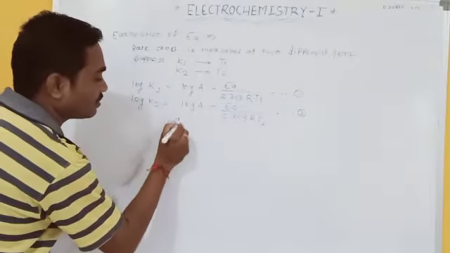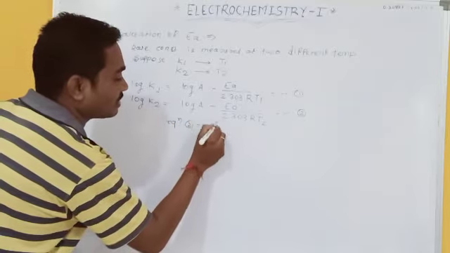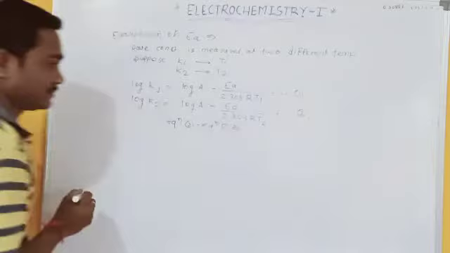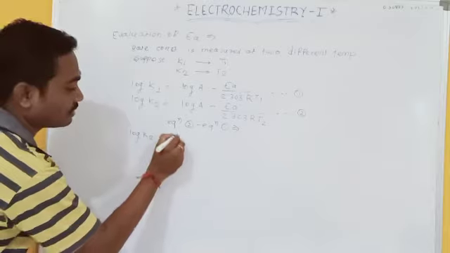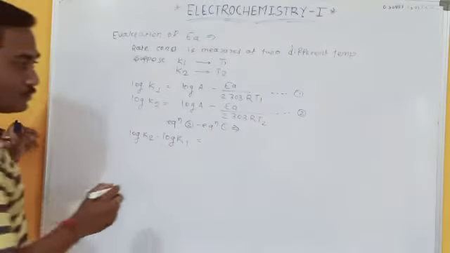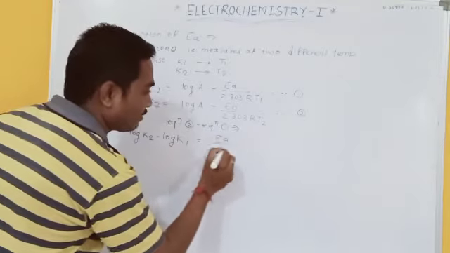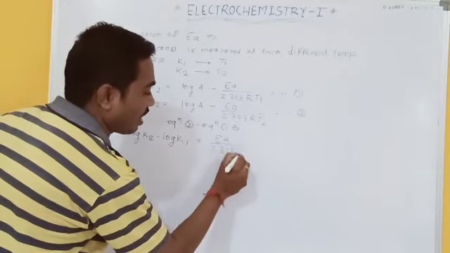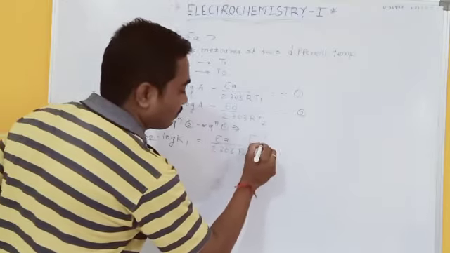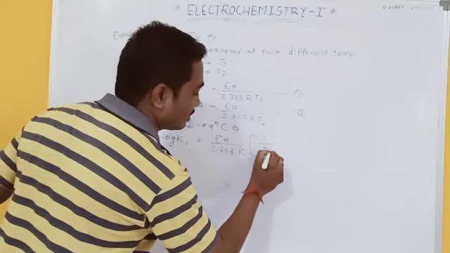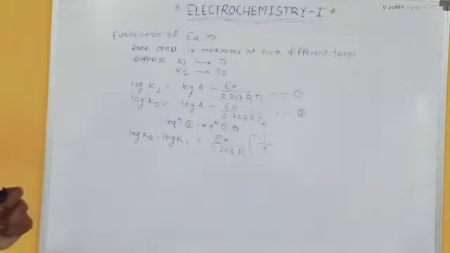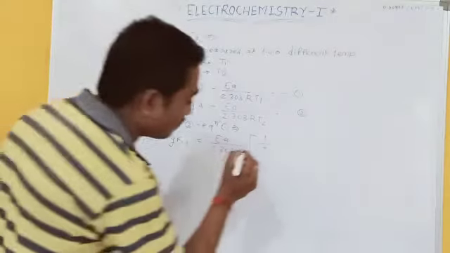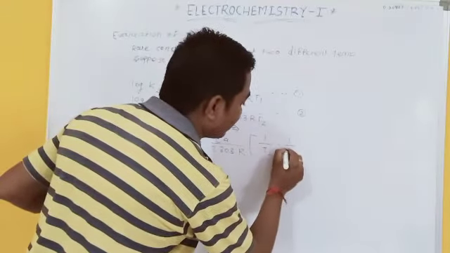Subtract equation 1 from equation 2, that is equation 2 minus equation 1, which implies log K2 minus log K1 is equal to EA divided by 2.303 R in bracket 1 by T1 minus 1 by T2.